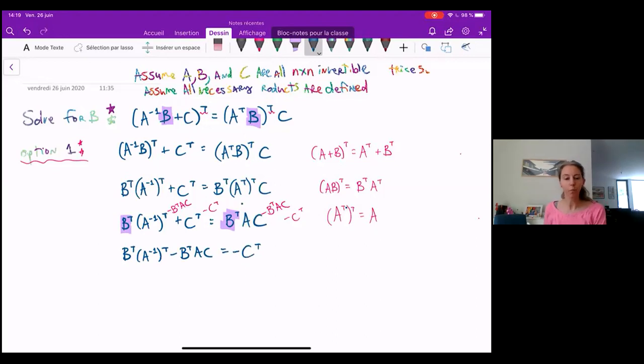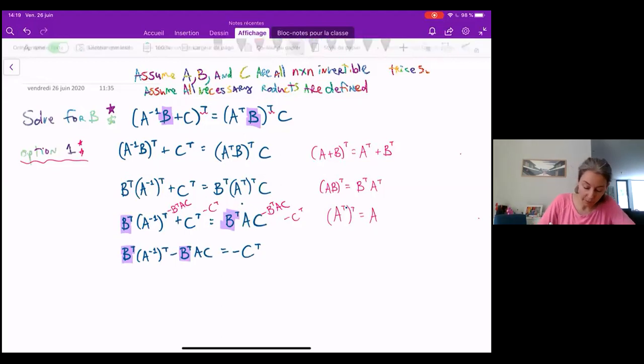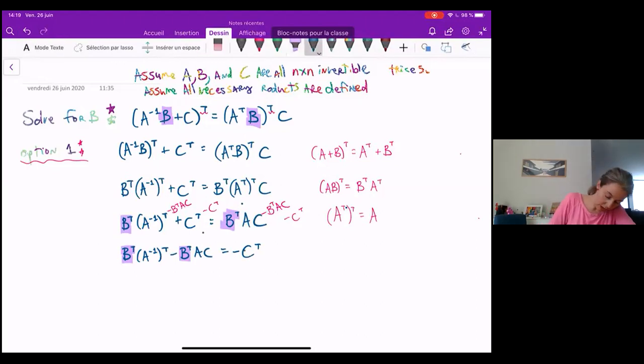transpose. Great. Now, notice that B transpose here is a factor of the left side. We got everything with B transpose to the left side. Now it's a factor. So we're going to factor out that B transpose, giving us B transpose times ((A inverse) transpose minus A C) is equal to negative C transpose.